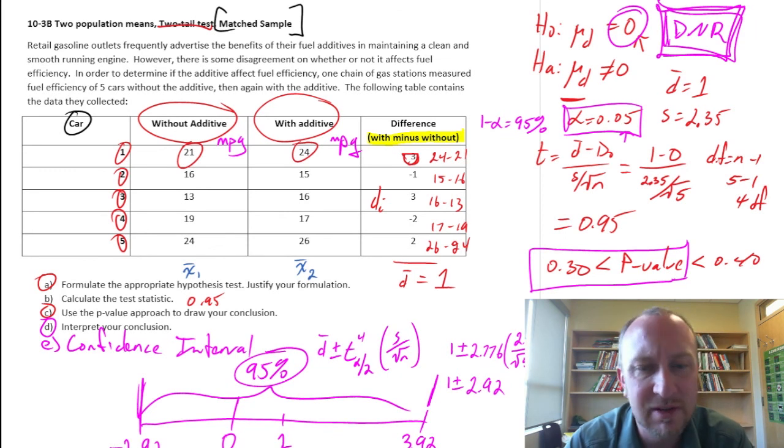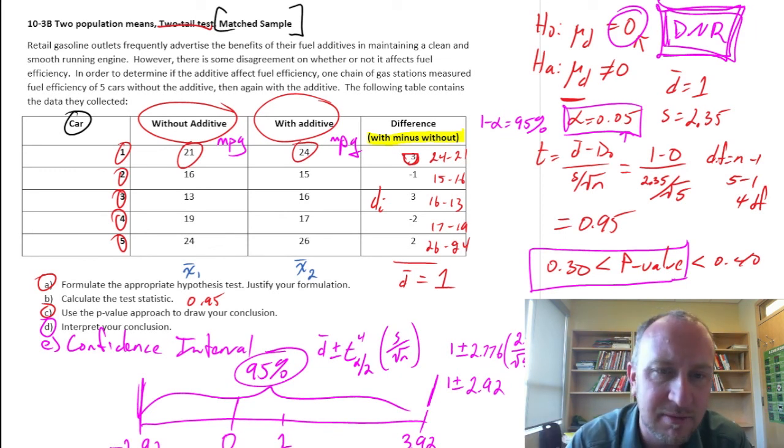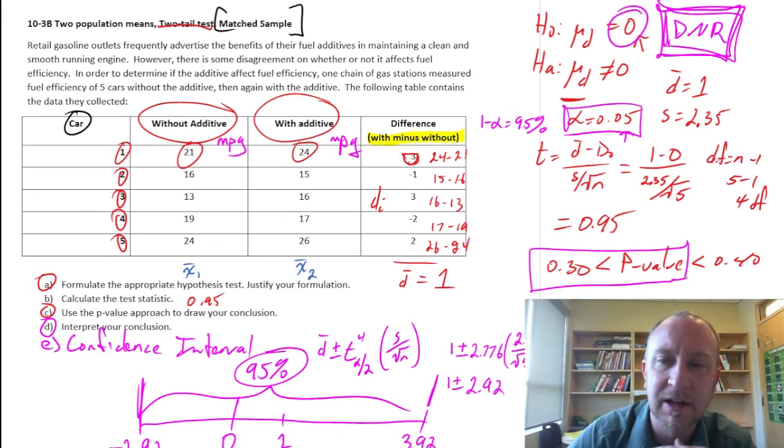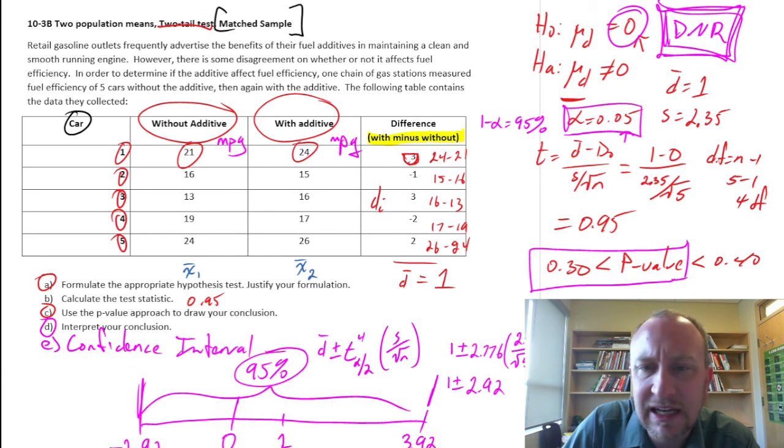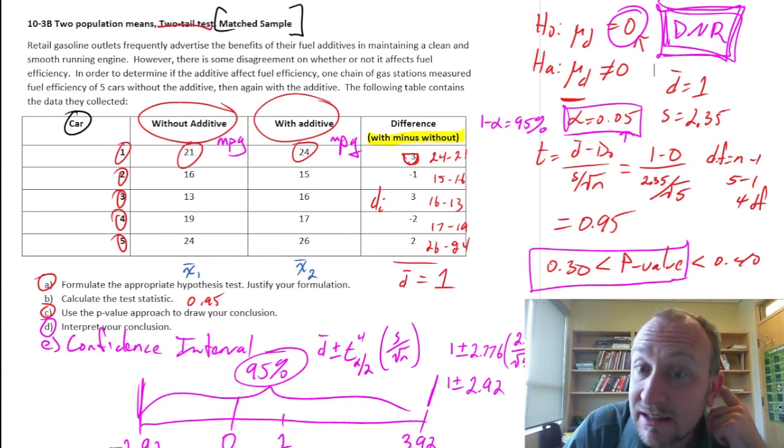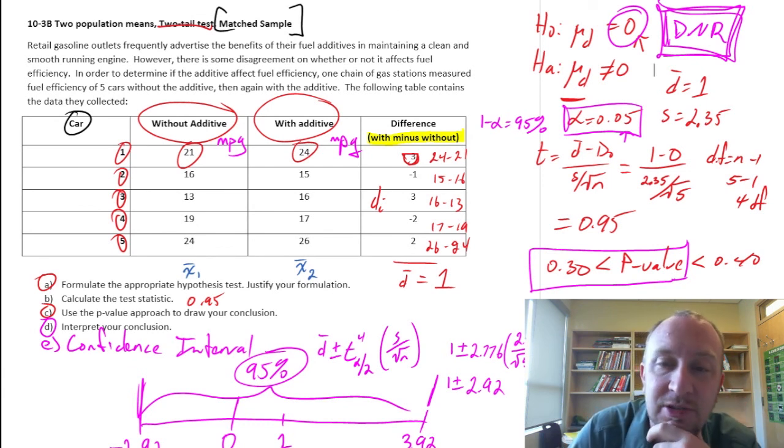Okay, so that video turned out a little bit longer than I thought, probably because I added that confidence interval in. But hopefully that all makes sense, and these matched sample designs, again, are very similar to the single sample case that we looked at in Module 9. The process is all the same. It's really just the way that the data is gathered. So hopefully that all makes sense.